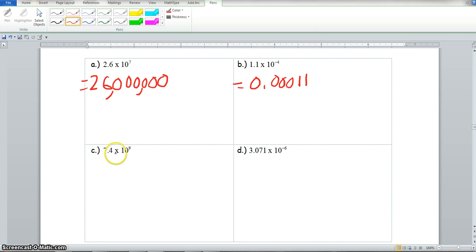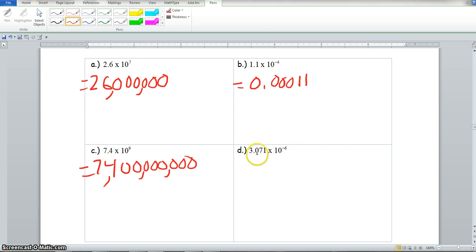Now we have C, 7.4 times 10 to the ninth. We'll move this decimal 9 places to the right. So it'll be 7, 4, and then 8 zeros. So this will be our final answer for this problem here. So it'll be 7,400,000,000.